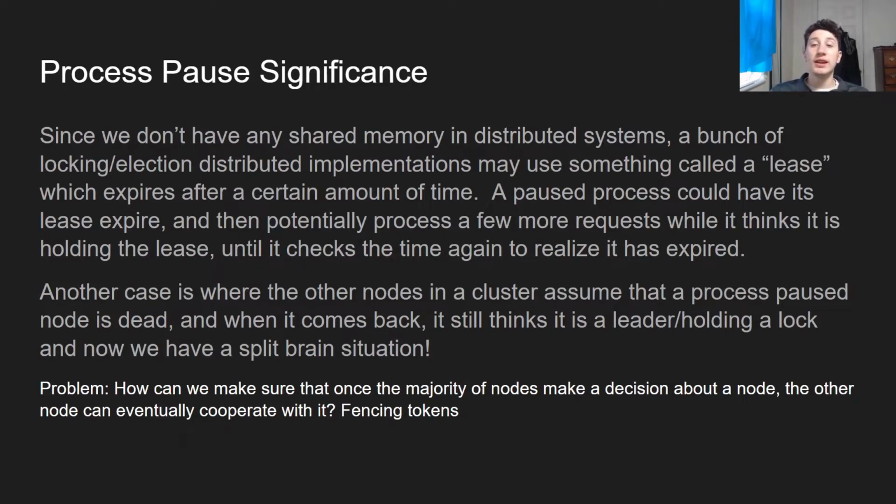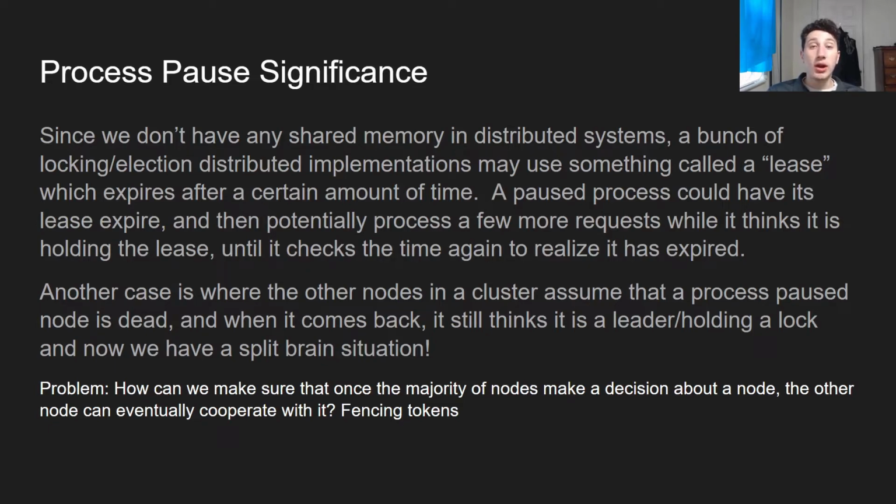So what's the significance of these process pauses? Basically, a lot of systems will use a lease on either being the single leader in a replication setup or holding that lock, and that lease is going to expire after a certain amount of time.